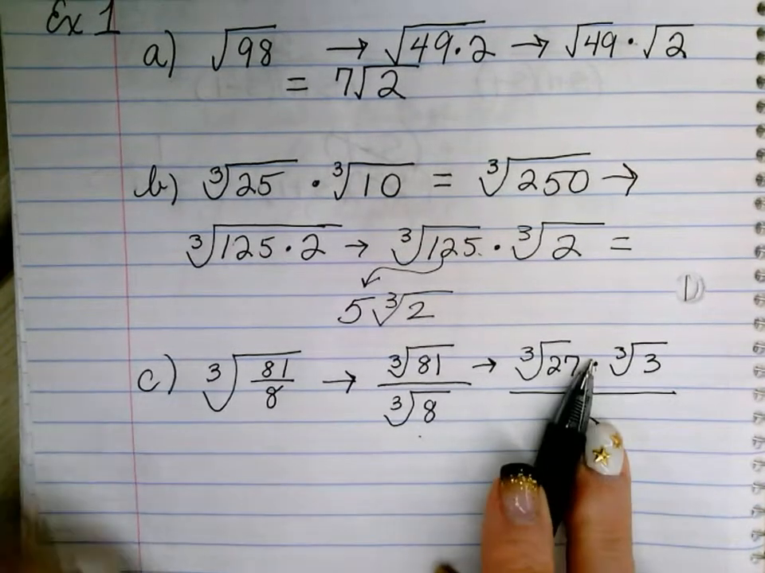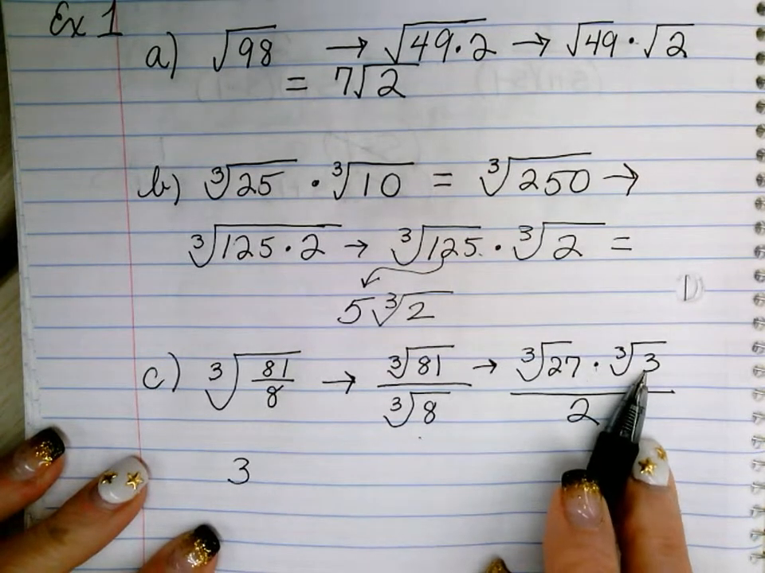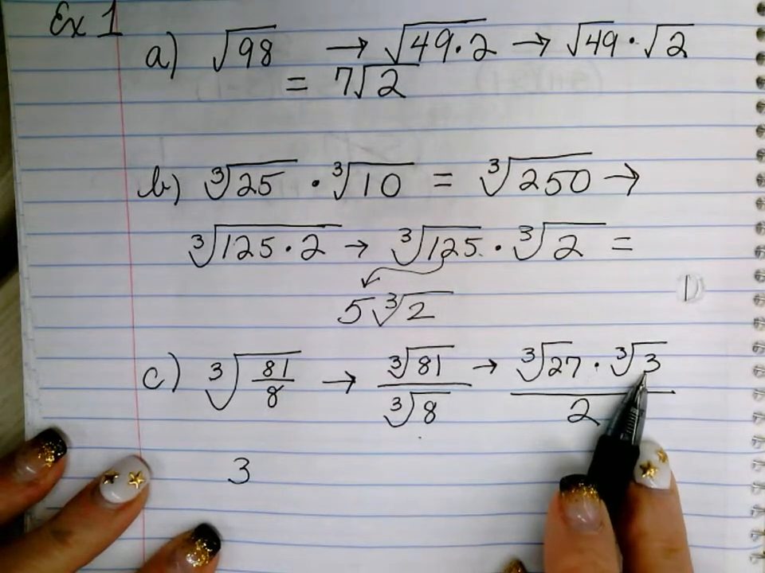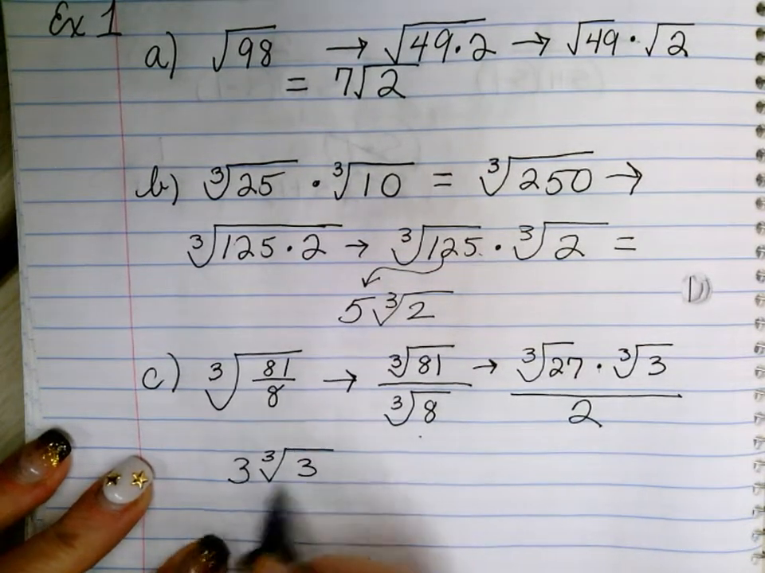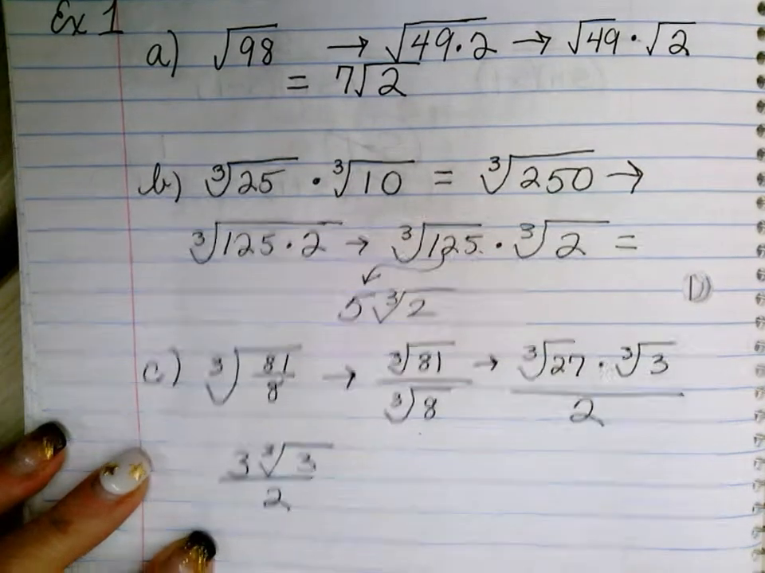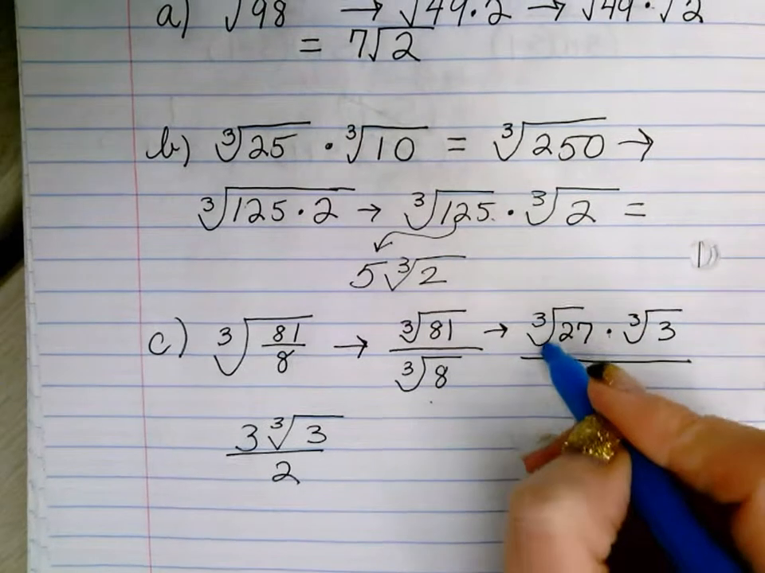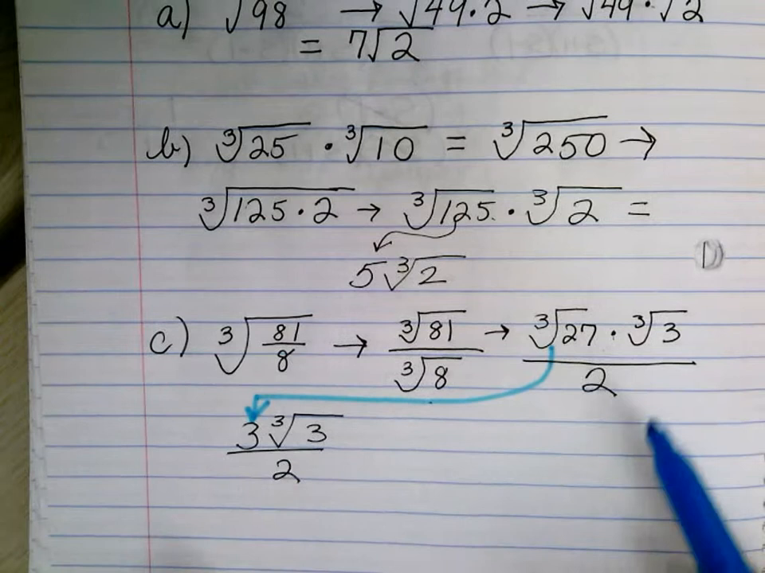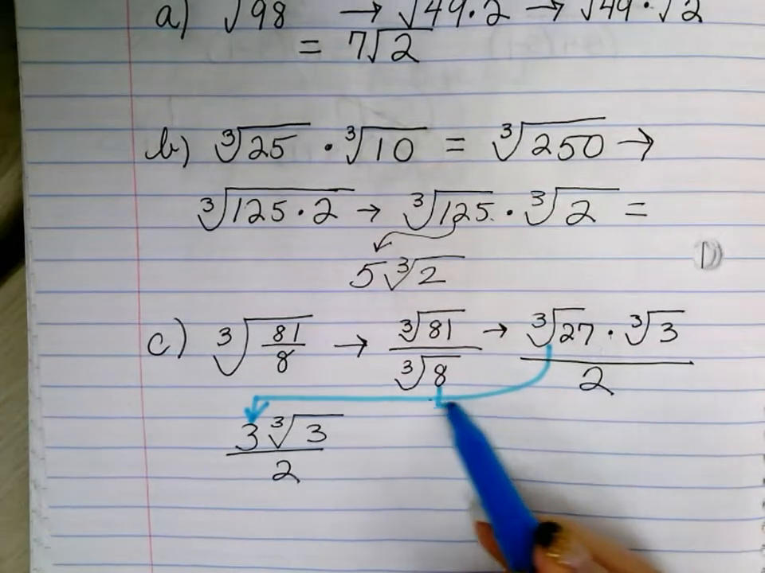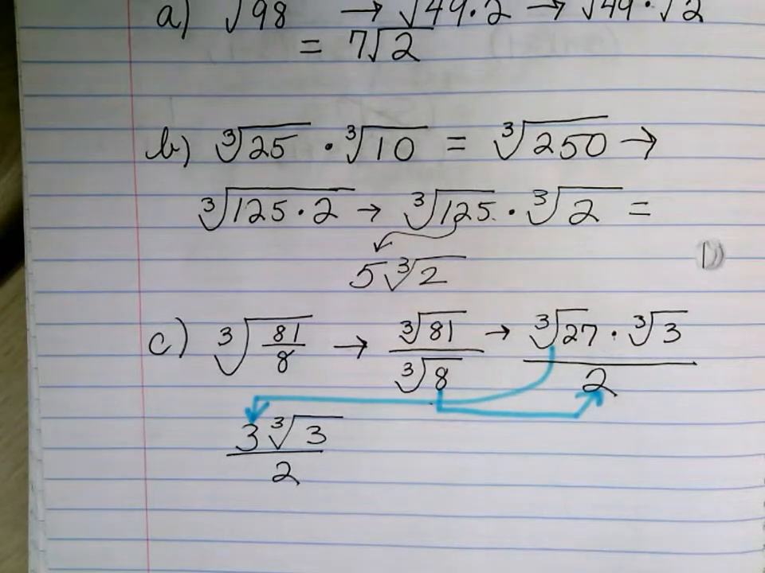Now the cube root of this is 3, and 3 does not have a cube root. Unfortunately, 3 does not have a cube root. So 3 times the cube root of 3 over 2 is the simplified form of the above scenario. So we pulled the cube root out, and it is multiplied by what is left. Here we pulled the cube root out. That's how we ended up with this answer. That's C. Finally, D.